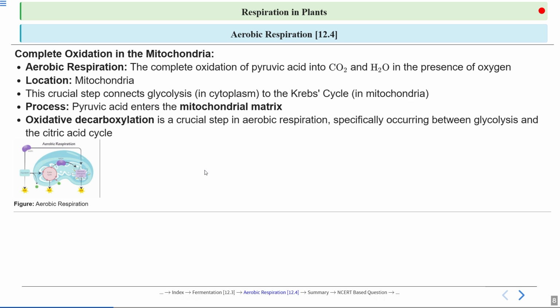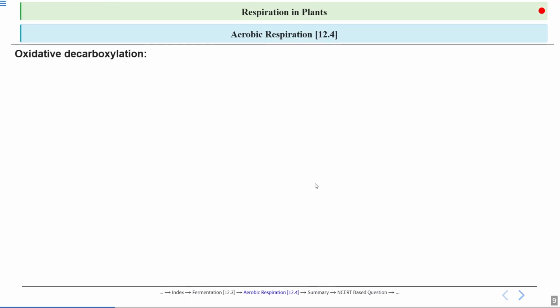So we can see that after glycolysis, the pyruvic acid will enter the mitochondrial matrix where oxidative decarboxylation takes place, followed by the citric acid cycle. After that, there is the electron transport system and the next step is oxidative phosphorylation, which takes place in the inner mitochondrial membrane, which we will study ahead. So let's first talk about oxidative decarboxylation.